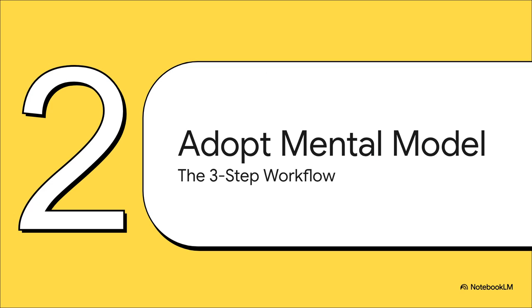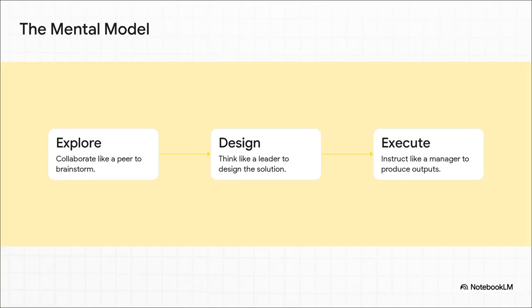Moving on to section 2, adopt the mental model. Now that we know exactly what we're driving, we need to establish the step-by-step workflow for actually getting the work done. For every single task, you need to adopt this strict 3-step mental model. Step 1 is explore. This is where you collaborate with the AI almost like a peer, brainstorming and mapping out ideas together. Step 2 is design. This part is entirely on you. You step back, think like a leader, and literally design the actual solution path. And finally, step 3 is execute. Here, you instruct the AI like a manager, giving it super clear, unambiguous directions to produce the exact output you designed.